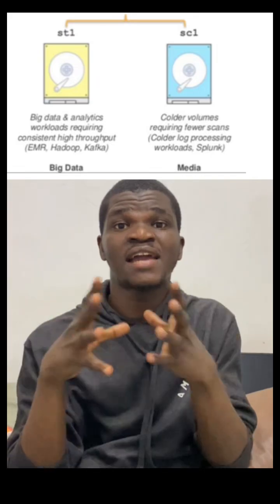Now the second one is called SC1. This SC1 is a kind of EBS volume that is used for an archive system. They mostly use this kind of EBS volume for an old system, maybe a particular application that wants to capture the CCTV activities of a particular place over a long period of time, maybe 5 or 6 months, and store it.